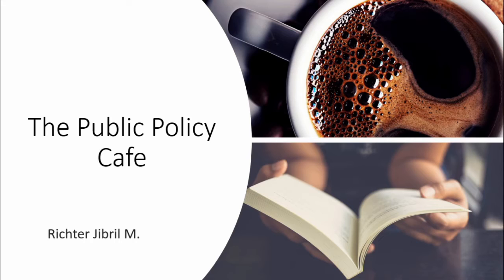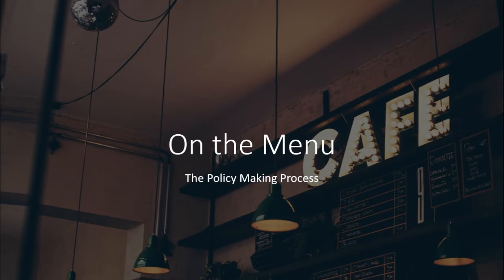In our previous lesson, we talked about the concept of bounded rationality and how it manifests in policy making. Today's lesson, we are going to talk about the policy making process. In basic terms, it is how public problems translate into public policies. And to explain this process, I'm going to use the policy cycle.